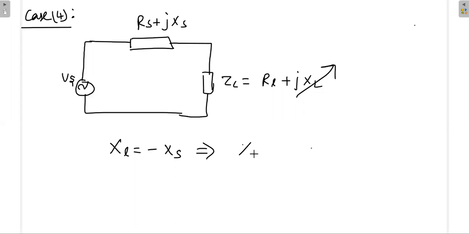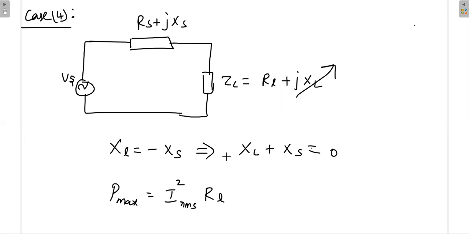That means XL plus XS is equal to 0. So finally the imaginary term will cancel. In such a way we'll vary this. Then if the imaginary term is cancelling, P maximum is equal to, under this condition, what is the current flowing? That RMS value we will take, then into RL. This is the maximum power transfer.